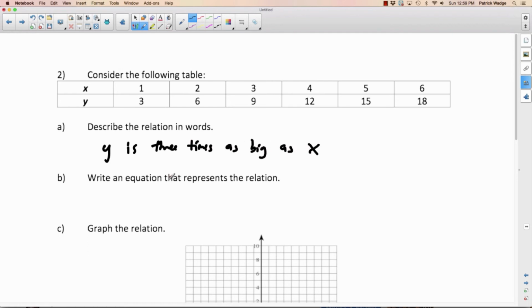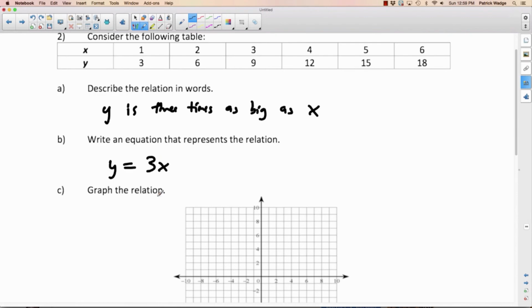Okay? Write an equation that represents it. Oh, well, what we're doing is we're multiplying x by 3 to get y. So y equals 3 times x, or 3x. And then we're going to graph it. We can do that pretty fast because we already have the table of values. And remember, those make ordered pairs. One ordered pair is 1, 3. So over 1, up 3. 1, 2, 3.